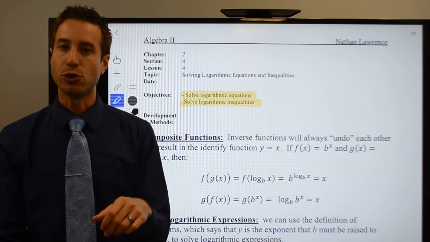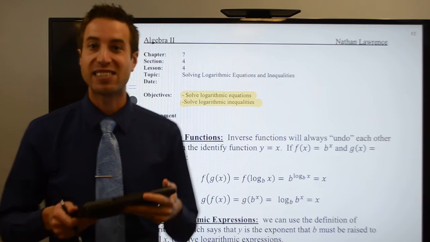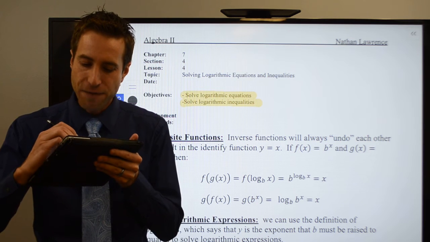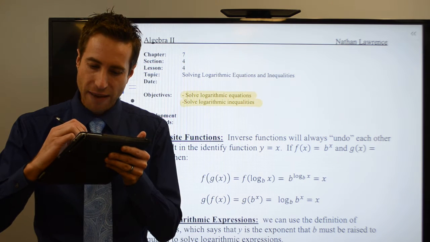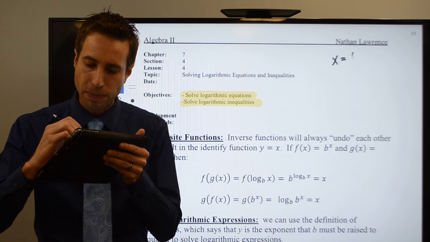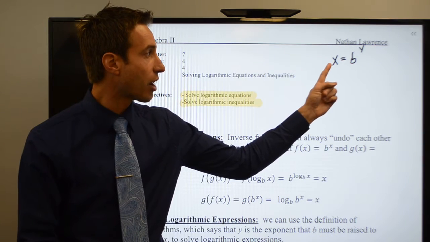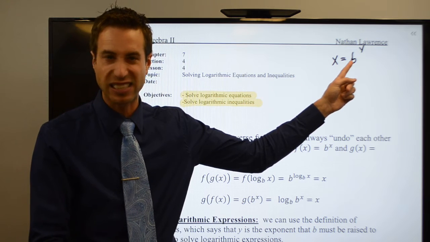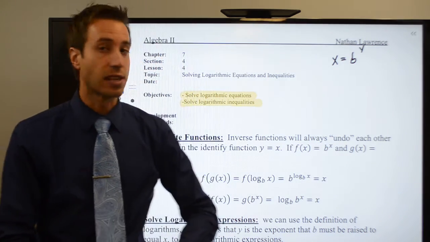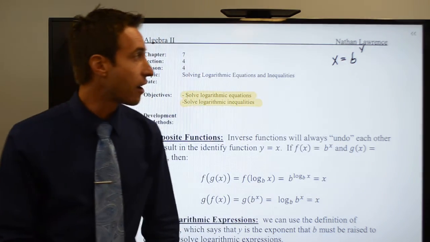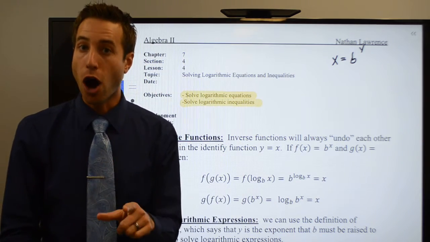But I want to remind you how exponentials and logarithms are tied together. So remember what we said about exponentials and logarithms. If you have x is equal to b raised to the y power, this is an exponential function where x is equal to some base b, which is a constant, raised to some power where y is a variable.